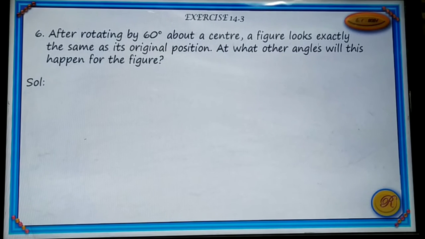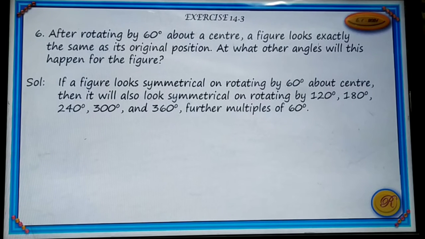If a figure looks symmetrical on rotating by 60 degrees about center, then it will also look symmetrical on rotating by 120 degrees, 180 degrees, 240 degrees, 300 degrees and 360 degrees. Further, multiples of 60 degrees.